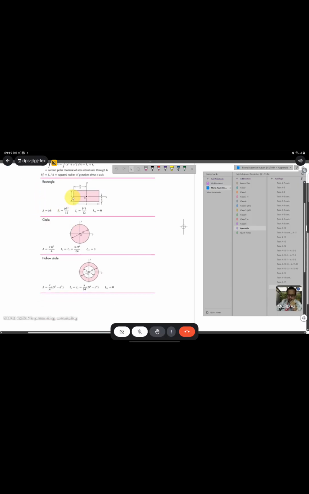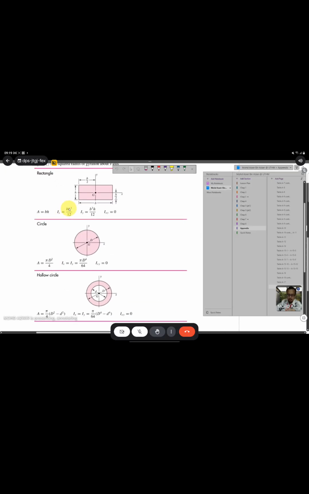So I for a rectangle is BH to the power of 3 divided by 12. Okay, so H is here, B is here. So this is the cross section area. This cross section area.